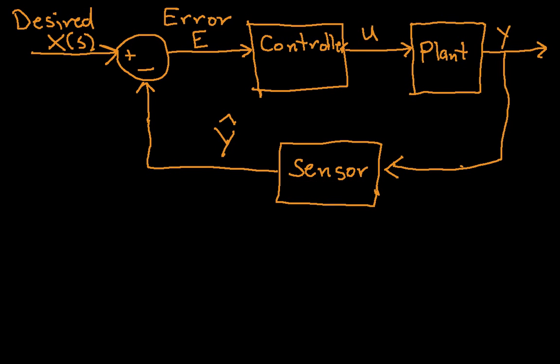Now, if we know exactly what's coming out of the plant, then we'll just set the transfer function of the sensor to be equal to 1, because that means that whatever comes out of the plant just goes into our controller that's determining error.